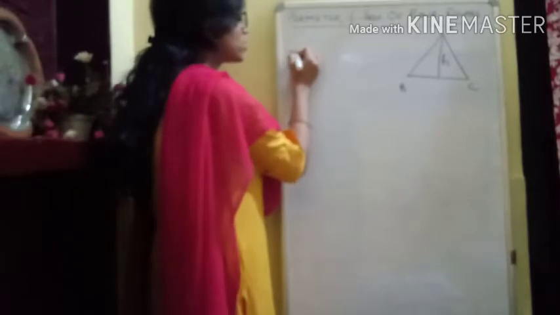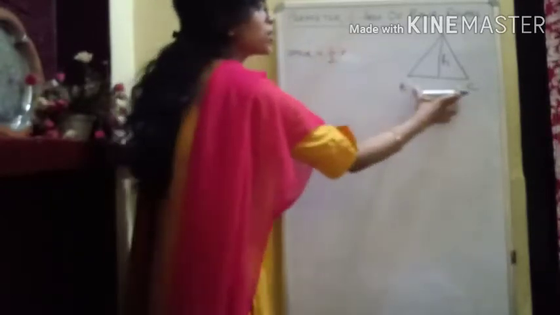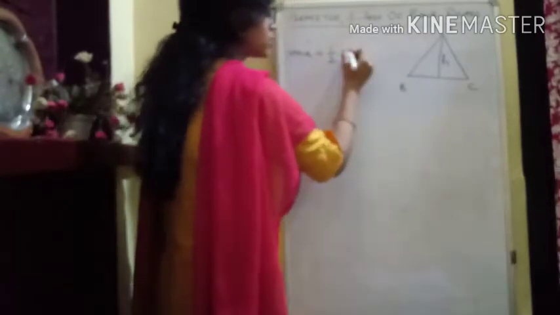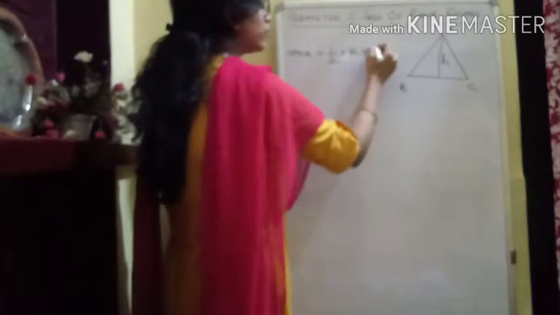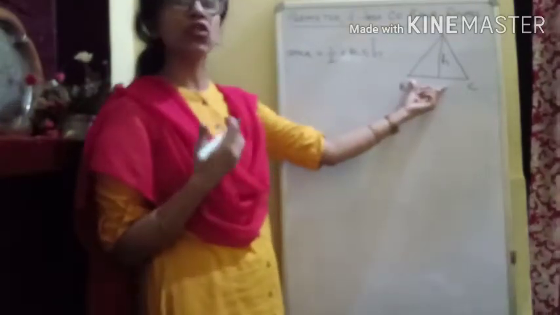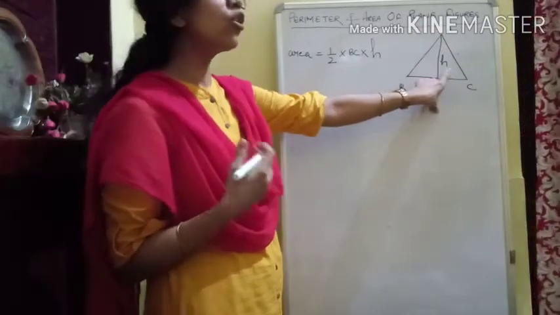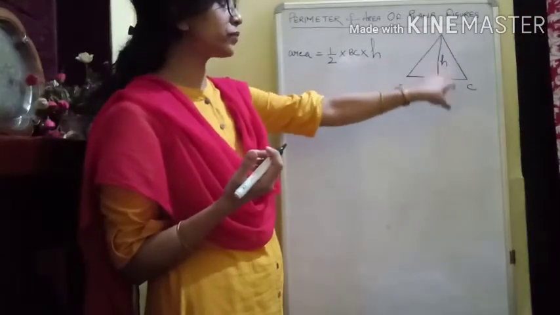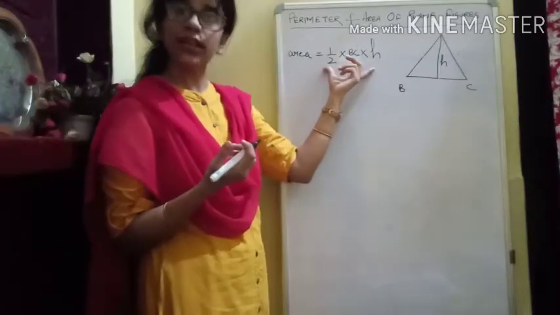How to calculate the area of a triangle? Half base, what is our base? This whole thing, that is BC, into the perpendicular, we have h. This is what we have learned. Either you take a triangle which is not a right angle triangle, but you somehow know the altitude of the triangle, or you know any perpendicular of the triangle, that would help and that will give you the area.